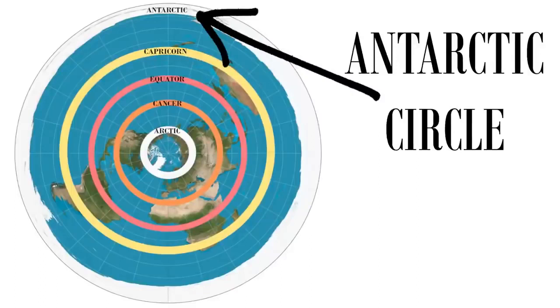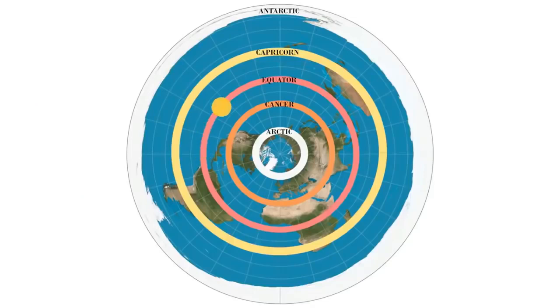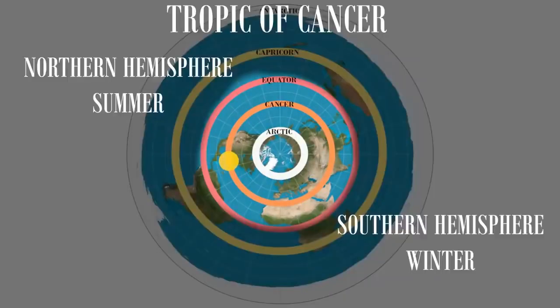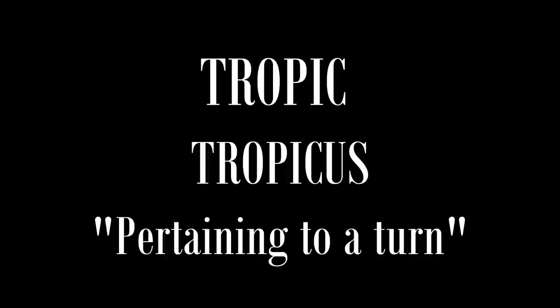The sun journeys from the equator at the March equinox up in concentric spirals to the Tropic of Cancer. When the sun is in this position, the northern hemisphere experiences summer and the southern hemisphere experiences winter, after which the sun turns and begins making its way back to the equator. The word tropic stems from the Latin word tropicus, which means pertaining to a turn.